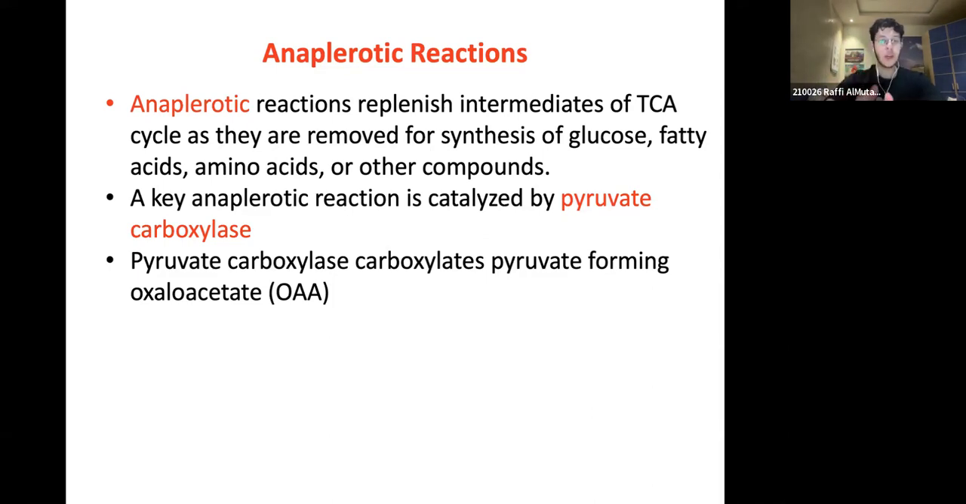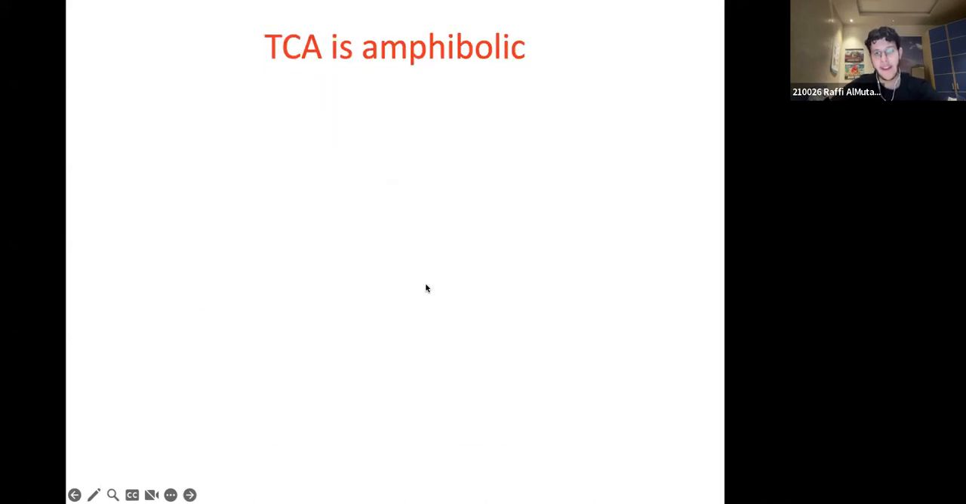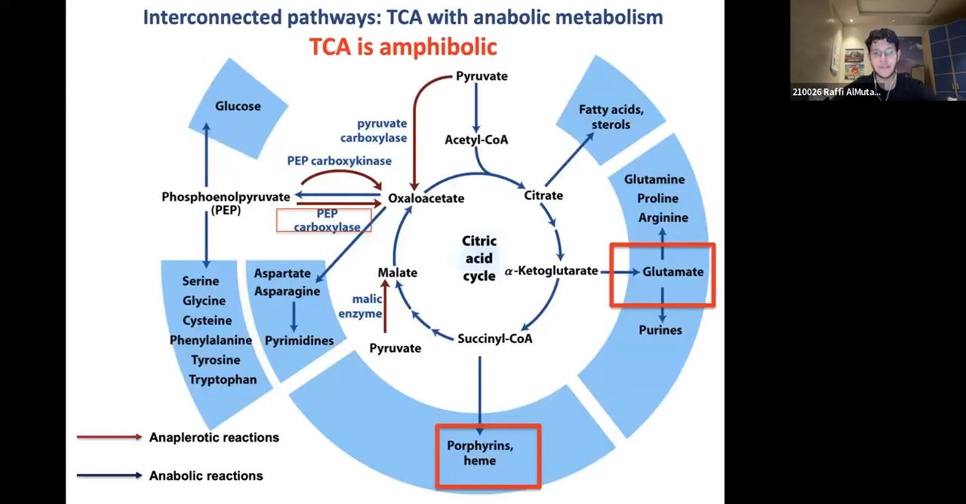In catabolism, we're breaking something. And in this case, in terms of the TCA, we're talking about acetyl-CoA. We break acetyl-CoA. And then we also have interconnection. So we described anabolism, we described catabolism, and now we're describing interconnection.